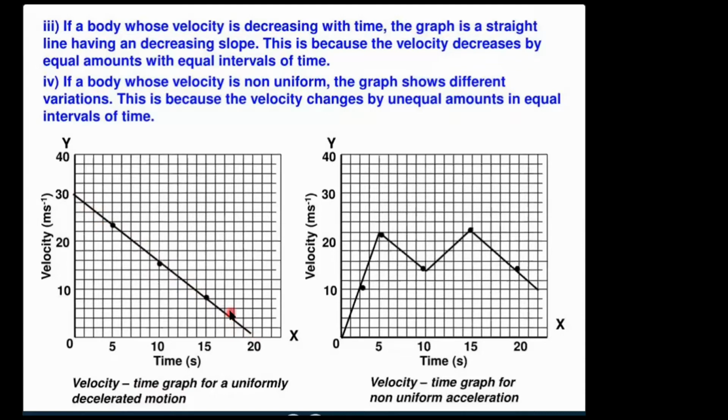Your speed is gradually decreasing with respect to time here. So this will give you uniform deceleration. Initially you are moving with 30 meters per second, right? After some time, your speed is slowly, gradually decreasing with respect to time.